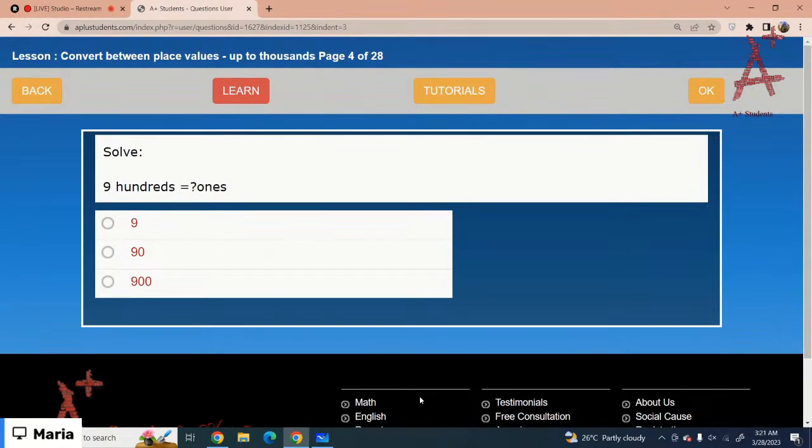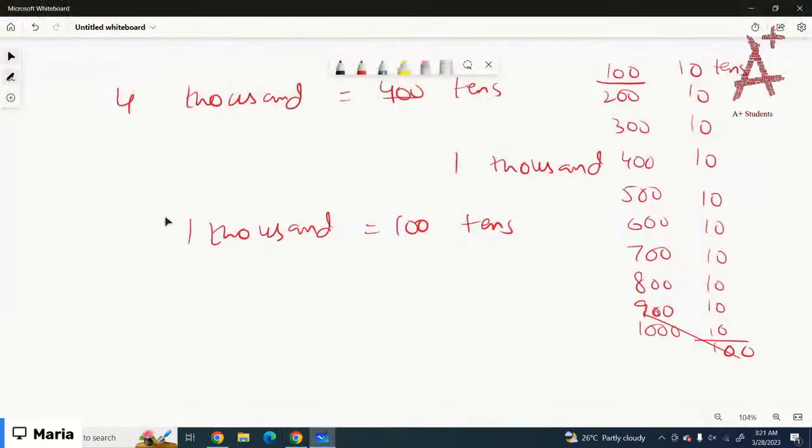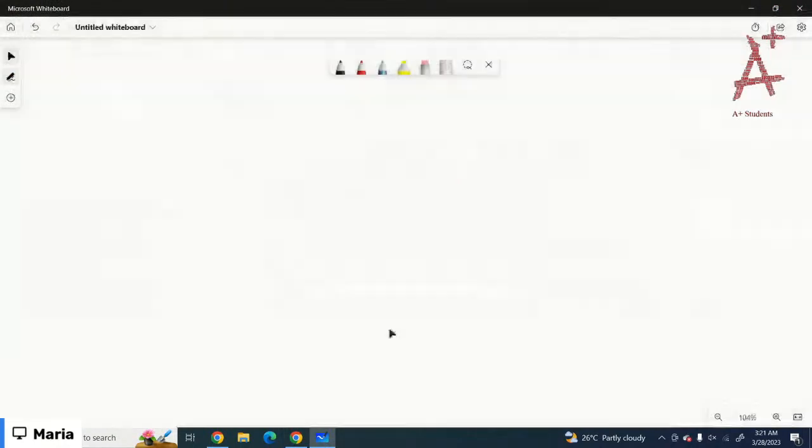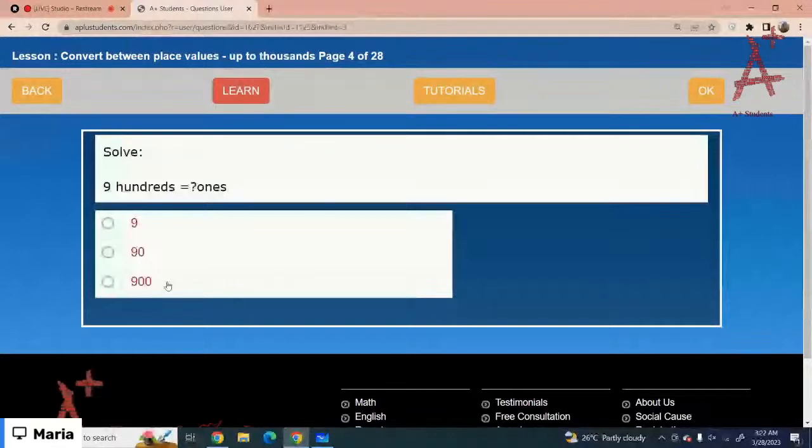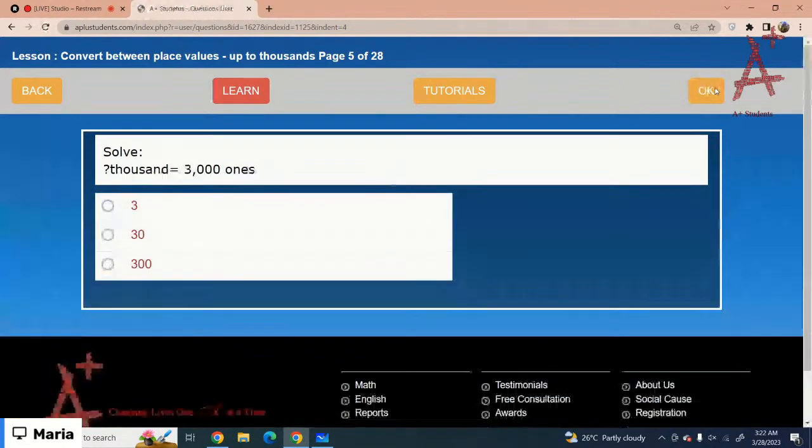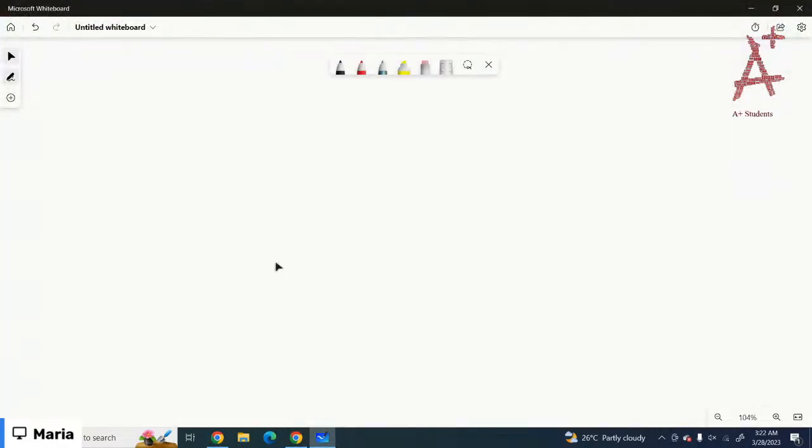900 equals how many ones? 900 has 900 ones. Got it? It would be 900 ones. 3000 ones has how many thousands? 3000 ones has 3 thousands. Just look at the digit that is at the thousand position. You have 3. That means here you have 3 thousands. Got it? It would be 3000.